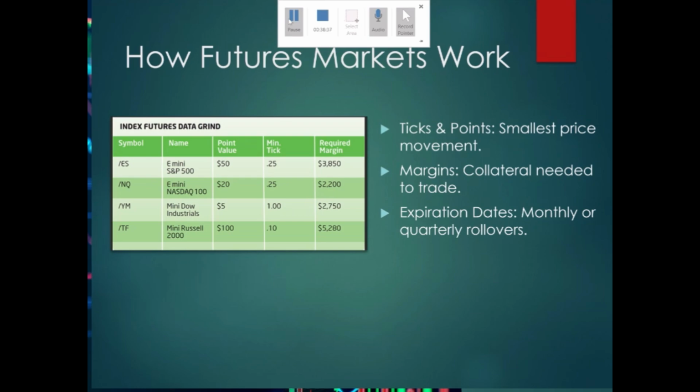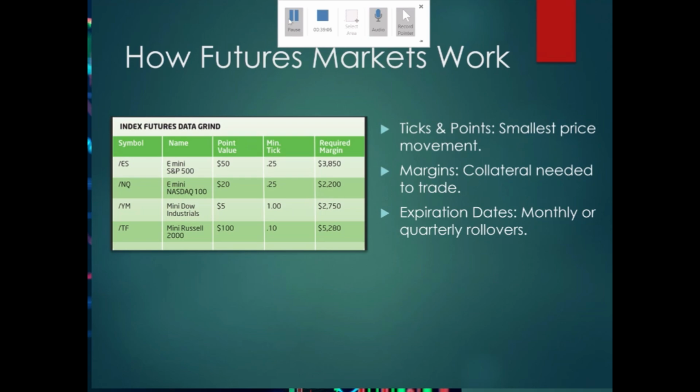So tick versus point. Again, a tick is the smallest price movement of a contract, and a point is made up of several ticks. Knowing the tick size and value helps you track how much you're gaining or losing, even on small moves. So quick example, if you're long on the NQ and price moves up by 4 ticks and each tick is worth $5, that's a $20 gain.